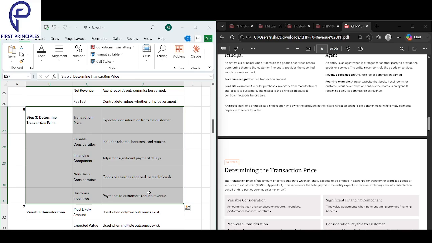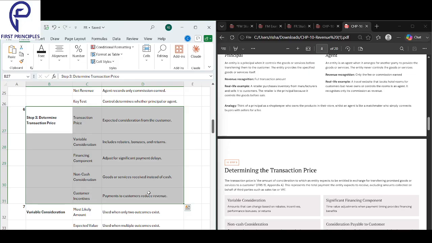Here the seller is paying the customer to display his products. So the payments made to the customer basically reduce your revenue. The shopkeeper bought the soft drinks, but you paid for the fridge. That reduces your revenue. Non-cash, you're paying in any format other than cash. Financing component, there's a lot of time gap between the transaction date and the settlement date. Variable consideration includes rebates, bonus, and returns.